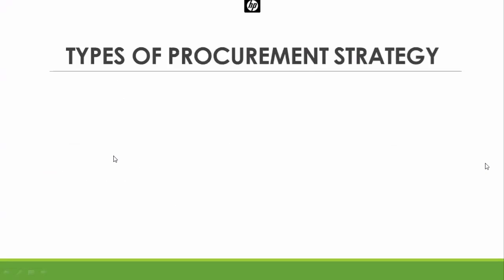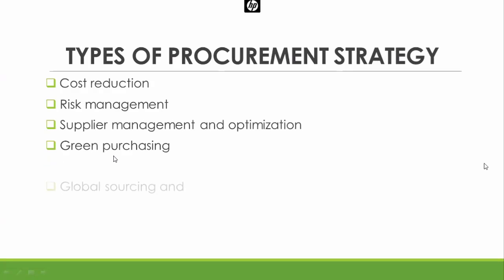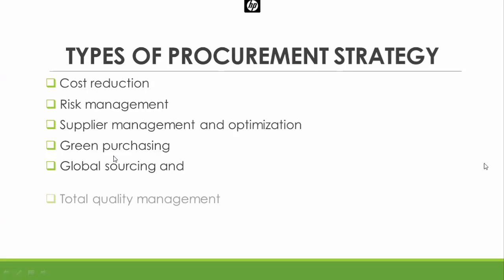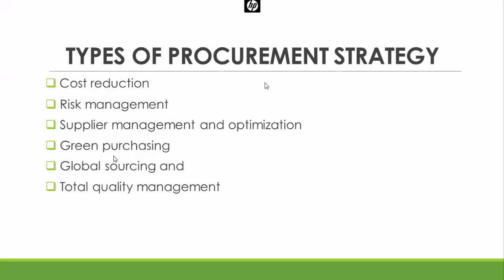Types of procurement strategy: cost reduction, risk management, supplier management and optimization, green purchasing, global sourcing, and total quality management.